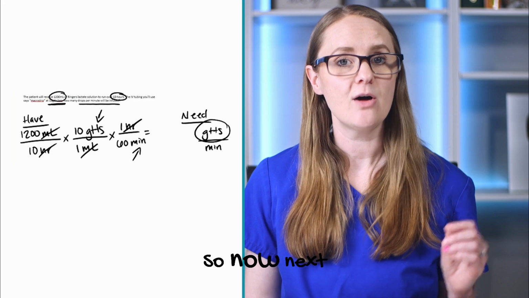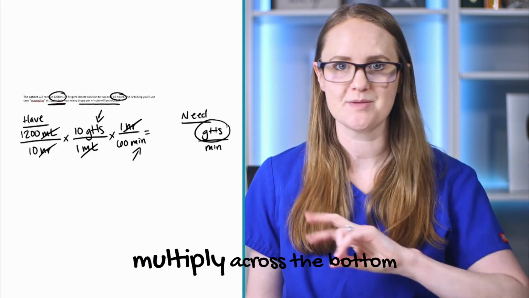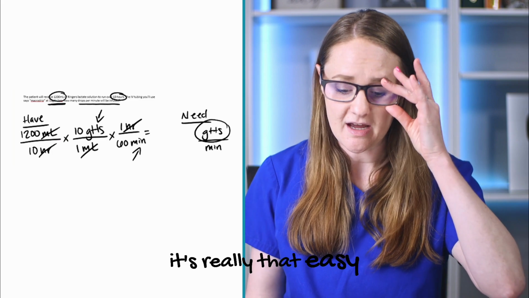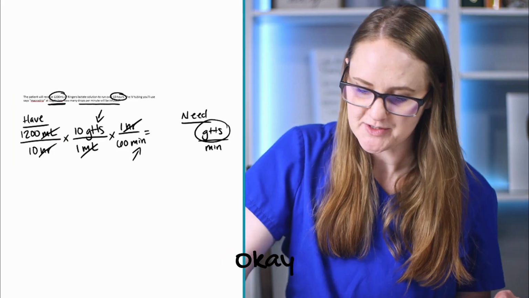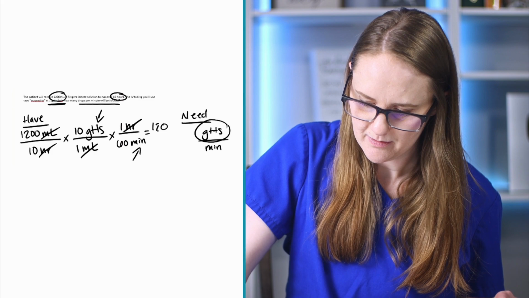Okay, so now the next step, multiply across the top, multiply across the bottom. It's really that easy. Then divide those two numbers, okay? When we do that, we get 12.